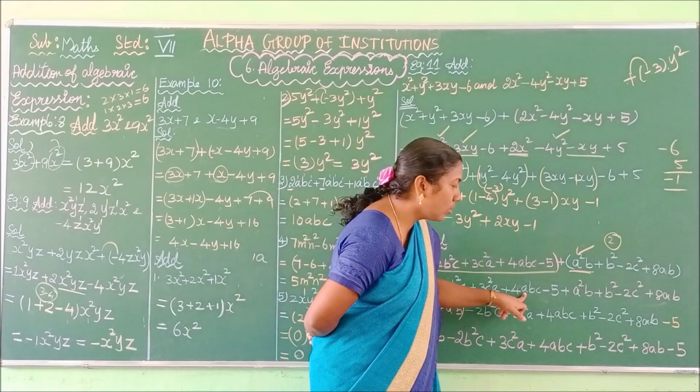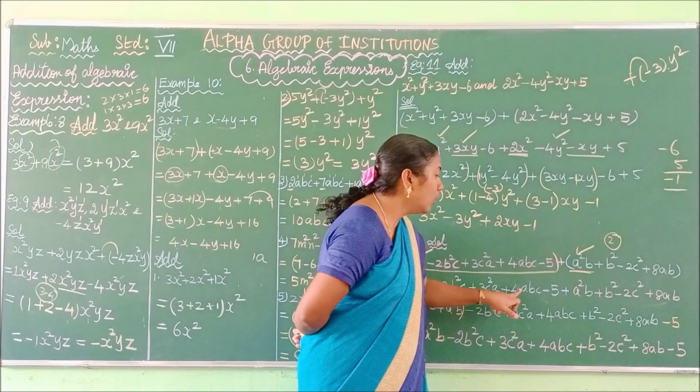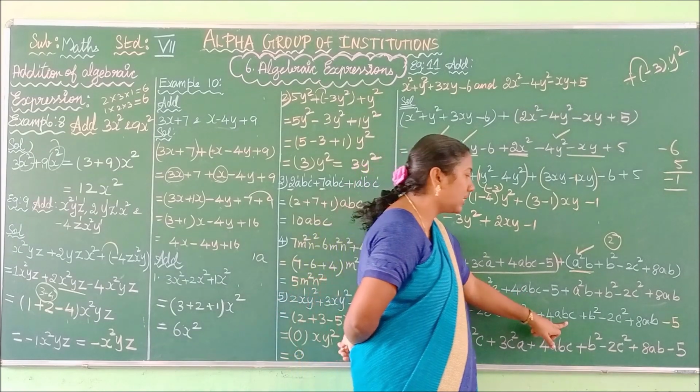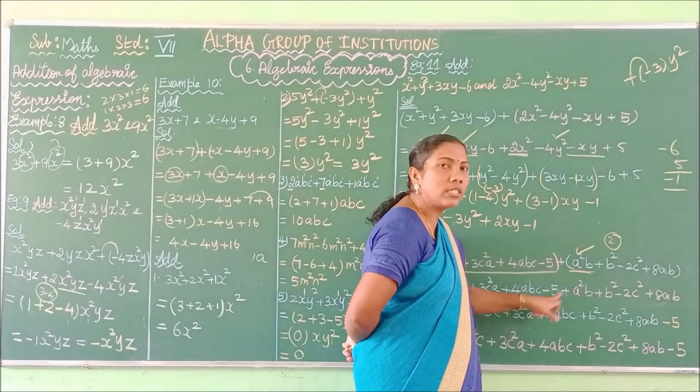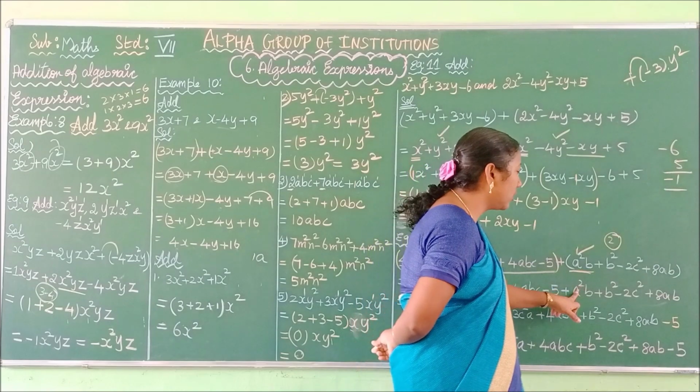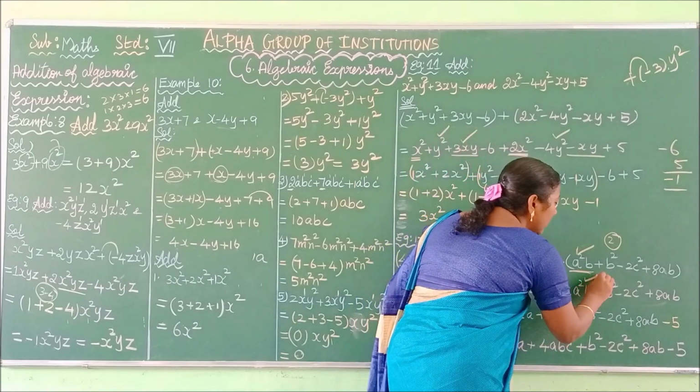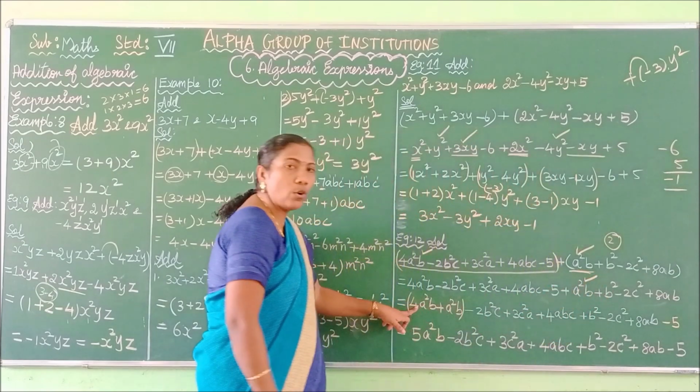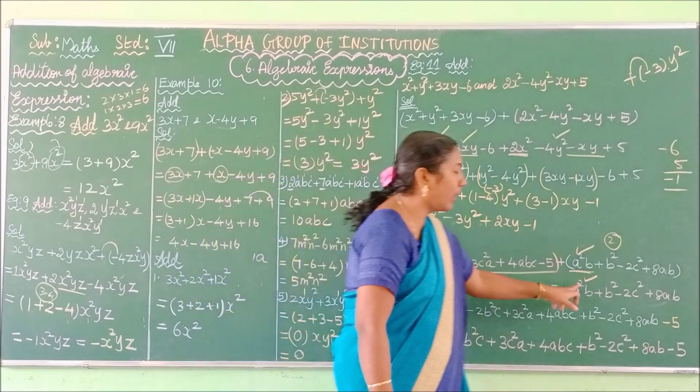Similarly, there is no term containing abc. So write 4abc as it is. Next, you have to always write the constant at last. So write the next term a square b. We have already segregated this term to 4a square b, so no need to write it again.